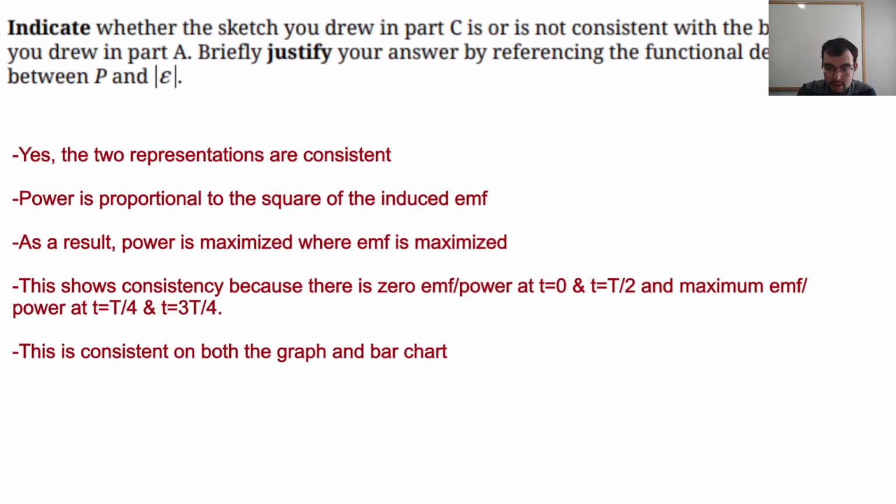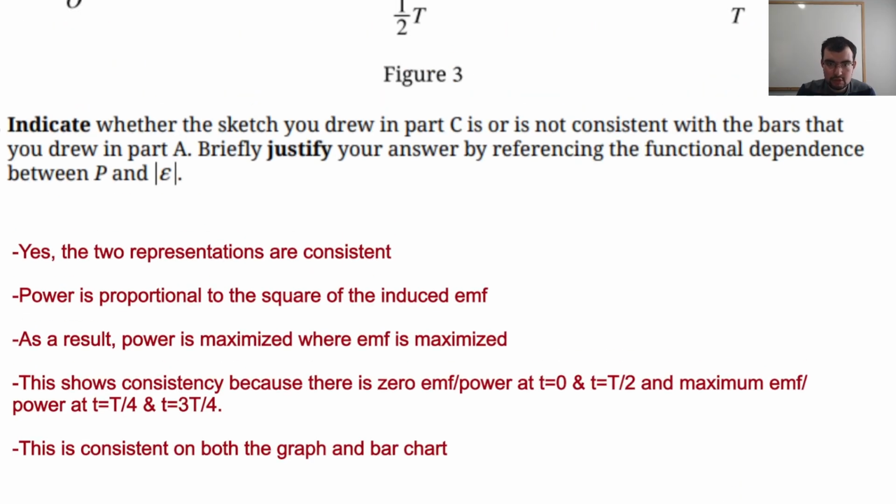Then for D, it's your 2 points. You get a point for saying if it's consistent or not, and again, if it wasn't, you just say that, and that's fine. And then you get a point for your justification. And I imagine your justification did have to use the fact that power has this relationship where it's proportional to the square of EMF.